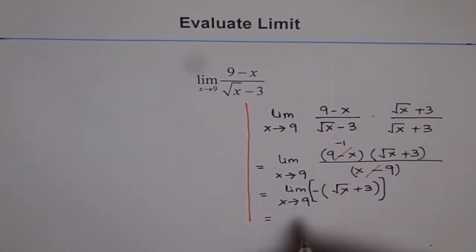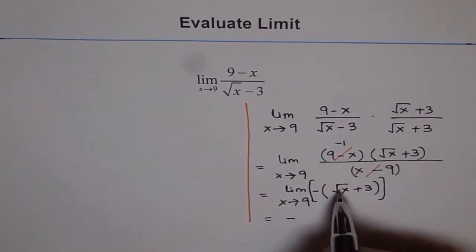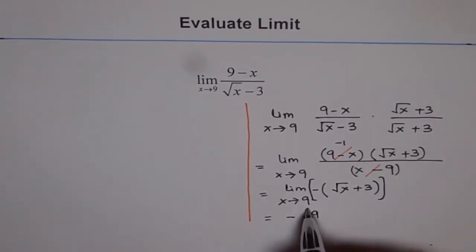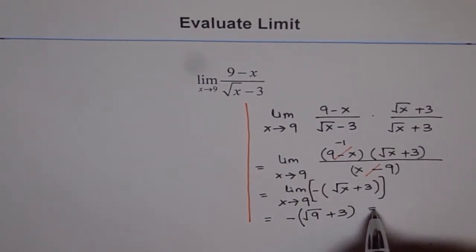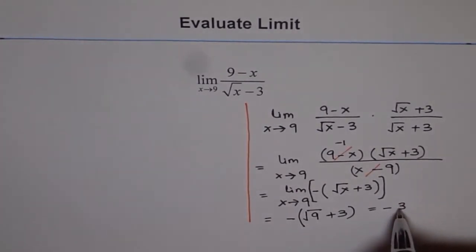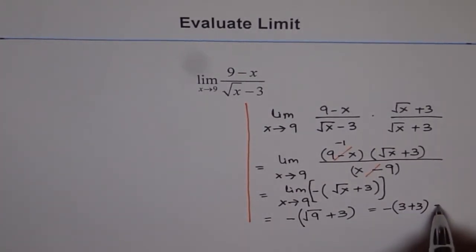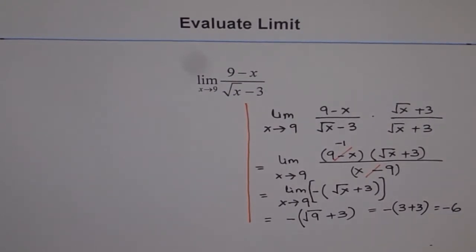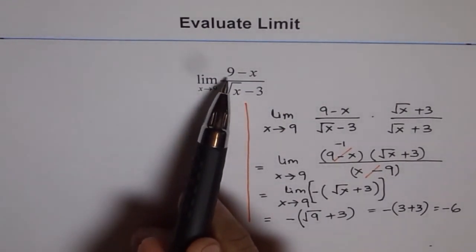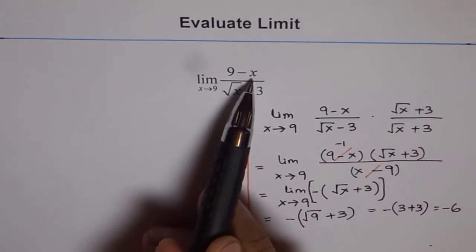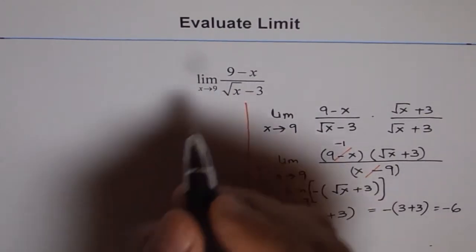So we get minus of (square root of 9 plus 3), which is minus of (3 plus 3), which is minus 6. So our answer is minus 6, correct? Now let's try to do this by factoring. If you want to factor this, we can write 9 as 3 square and x as square root of x square, right? Let me write it in that form.